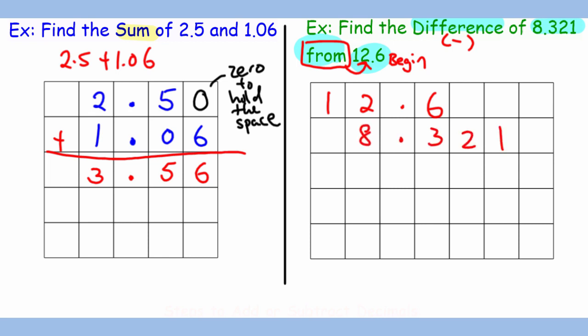So 12.6 subtracting 8.321. Just like the previous example, if there are any empty spaces, you fill them in with zeros to hold the space. And we are subtracting in this question. So notice how you're subtracting 0 to 1, which is not possible. So we have to borrow, and the number right next to it is not enough. So you have to borrow all the way from the 6.